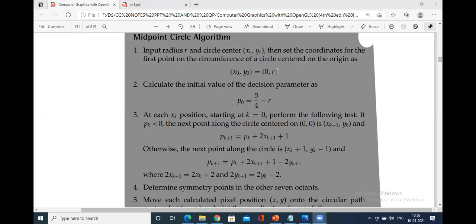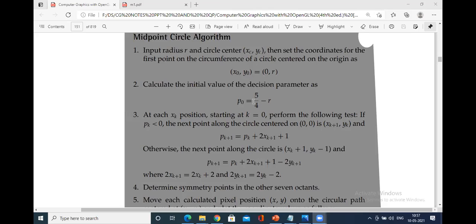It tells you the radius of the circle is 10, imagine. Calculate the pixels for the sector. So how do you identify x naught y naught? Always x naught y naught starts from 0 comma r. So since the radius is given, your first intercept will be 0 comma 10. That is the logical part. Then coming to the initial decision parameter, what will it be? P naught equals 1 minus r. So immediately you will calculate 1 minus r.